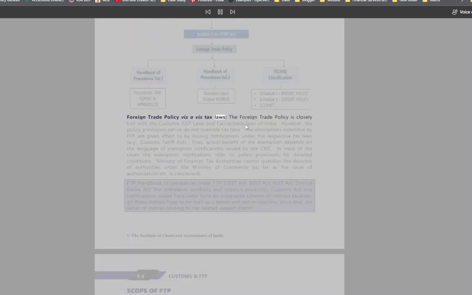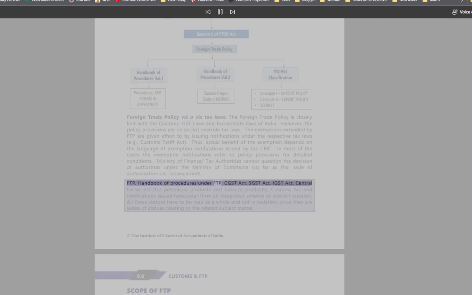Foreign Trade Policy vis-a-vis tax laws. The Foreign Trade Policy is closely knit with the customs, GST laws, and excise/state laws of India. However, the policy provisions per se do not override tax laws. The exemptions extended by FTP are given effect to by issuing notifications under the respective tax laws, for example, Customs Tariff Act. Thus, the actual benefit of the exemption depends on the language of exemption notifications issued by the CBIC. In most cases, the exemption notifications refer to policy provisions for detailed conditions. Ministry of Finance/tax authorities cannot question the decision of authorities under the Ministry of Commerce, so far as the issue of authorization, etc., is concerned.